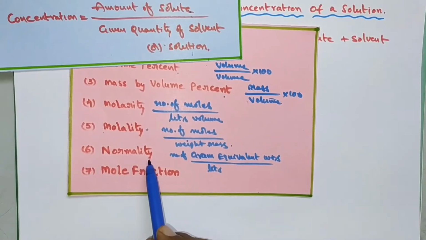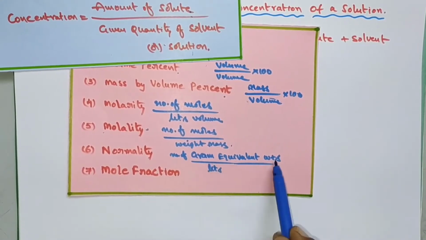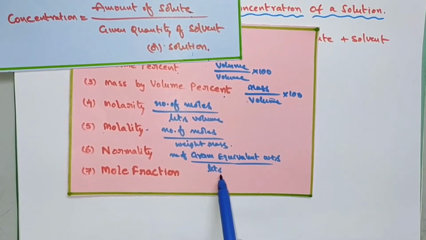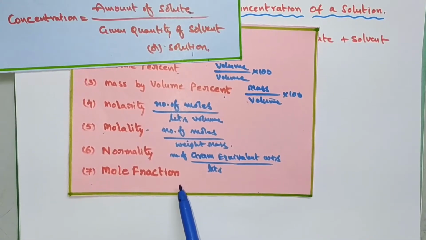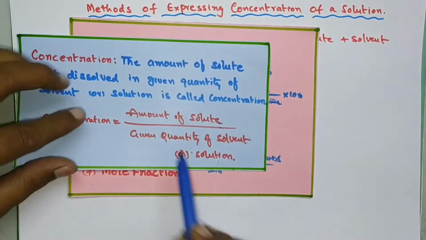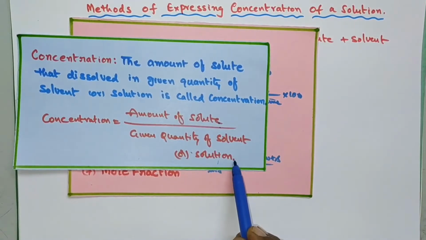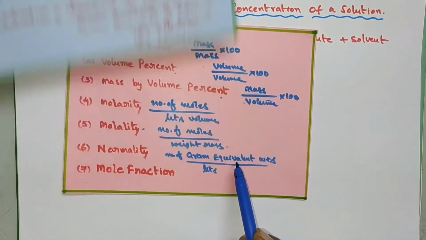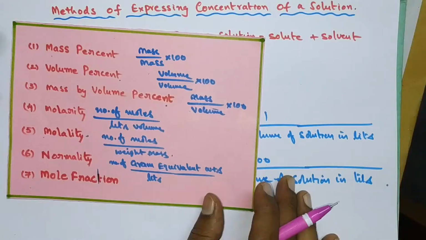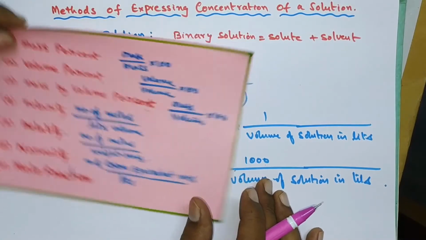And in case of normality, it is the number of gram equivalent weights per liter. And in case of mole fraction, we have to consider the fraction of the moles of solute present in the given moles of solvent or solution. So in this way we can calculate all these. Now let us consider these.